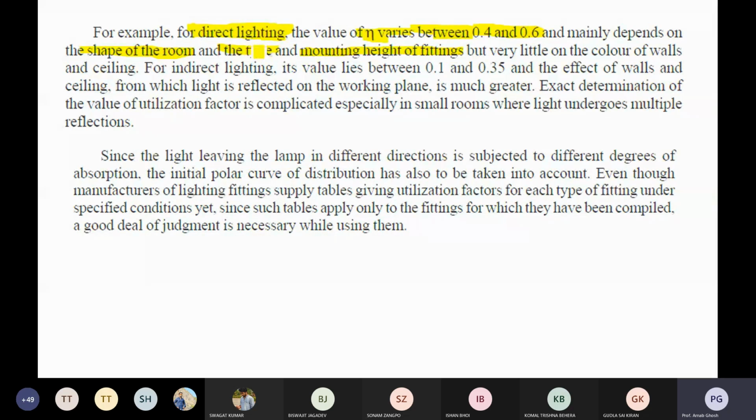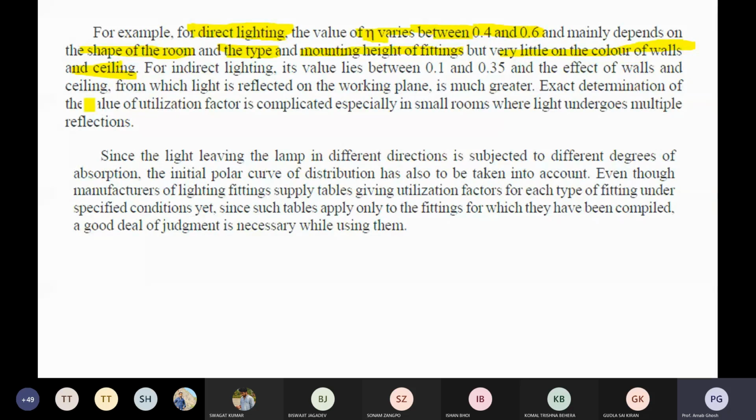Basically all the light is coming to your workspace, so it will depend a little on the color of the room. Still, most of the emphasis is on what type of light there is and how the height is considered. That is for direct lighting.